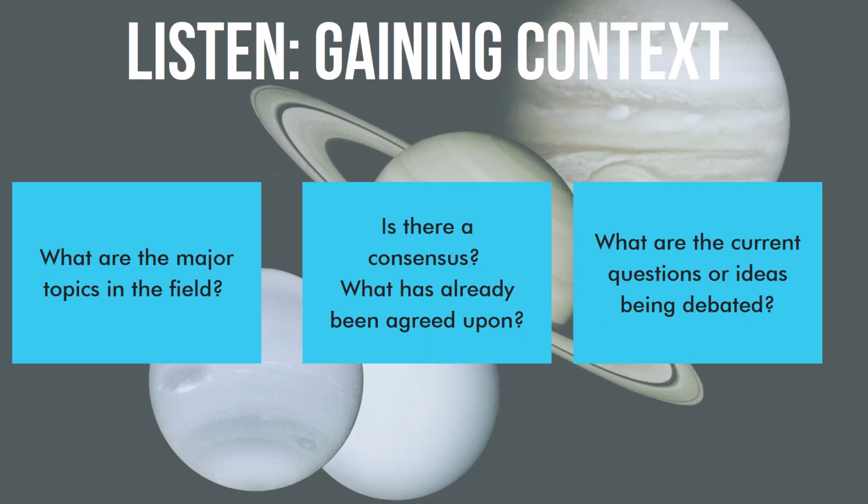You're really trying to figure out what are the current questions or ideas being debated. So if we were doing a research paper on the topic of the solar system, some of the main things you could look at could be the planets, the sun, asteroids. You might find a consensus on something, and then you wouldn't need to go deeper into that. And new topics could be something like the hypothetical Planet X. So you're just trying to see what you can do to add to that conversation and what's out there already.